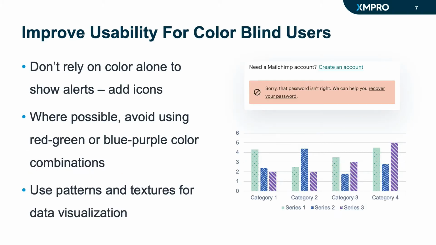Now let's look at how we can improve usability for colorblind users. An important thing to do is to not rely on color alone when showing important messages like alerts or warnings.